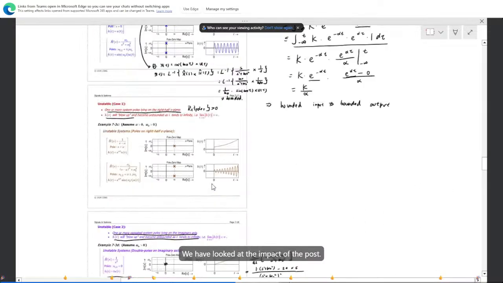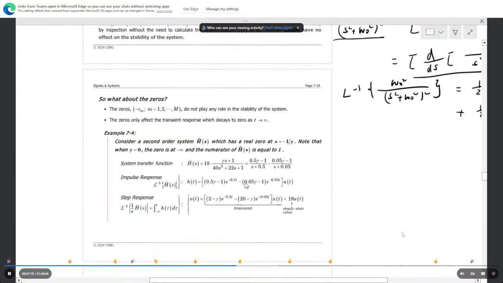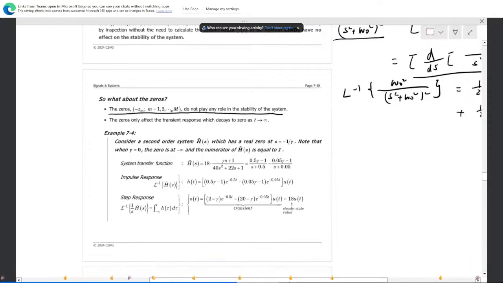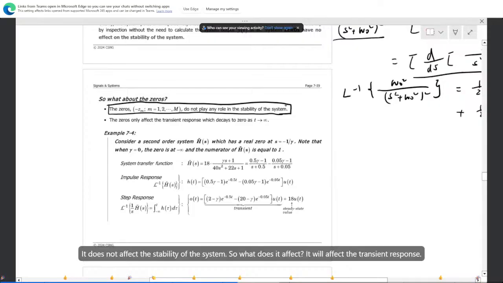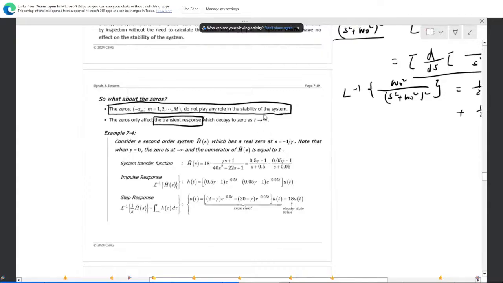So we have looked at the impact of the poles. Now let's look at the impact of the zeros. The zeros actually will not affect the stability of the system. No matter what the value of the zeros is, it does not affect the stability of the system. So what does it affect? It will affect the transient response, and this transient response will disappear as t tends to infinity. Later on, we are going to look at what the so-called transient response is.